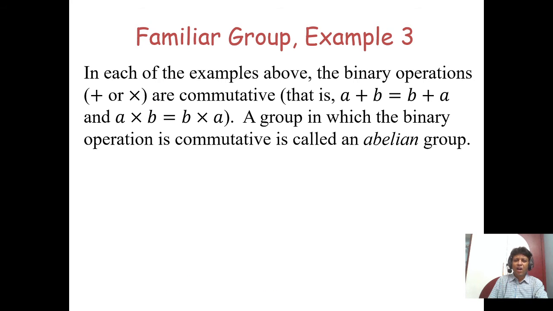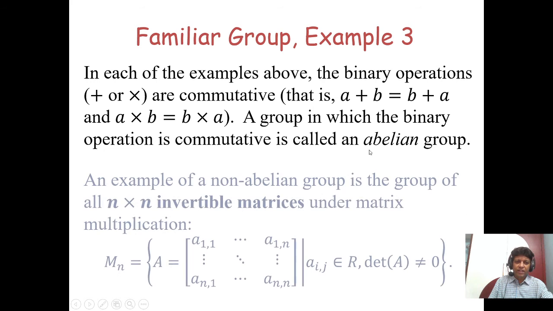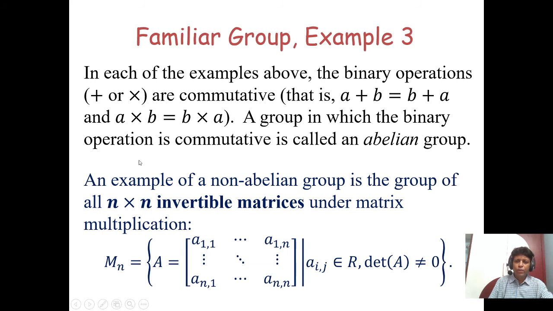Okay, next we'll define the abelian group. Look at the last line, you have an abelian group. If the binary operation is commutative, that is called an abelian group. That means G1, G2, G3, and this is G4: associative, identity, existence of inverse, and this is abelian. Abelian means commutative. If the commutative property holds, then the group is called an abelian group.